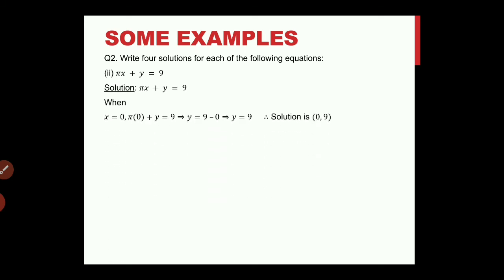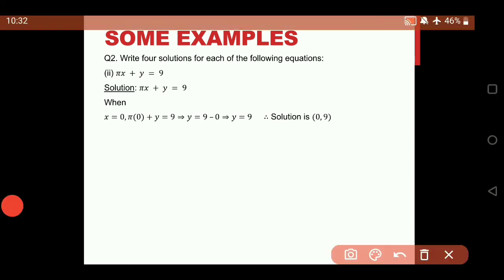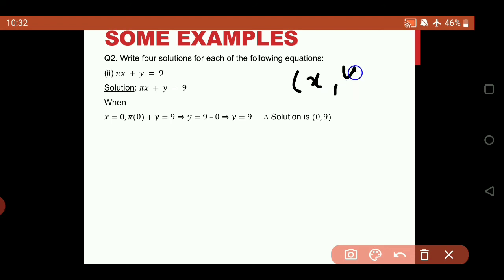Suppose the first value of x we take as 0. Now substituting x is equal to 0 in pi x plus y is equal to 9, we get pi into 0 plus y is equal to 9. This implies y is equal to 9 minus 0, so y is equal to 9. So our solution is (0, 9). Here note that (0, 9) is known as an ordered pair. That means the first value is always of x and the second value is always of y.